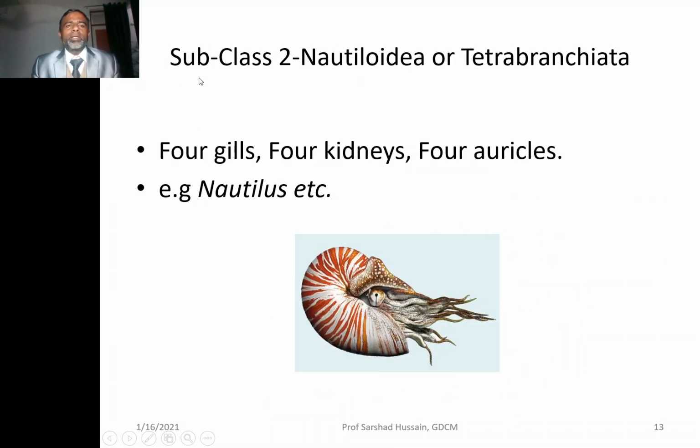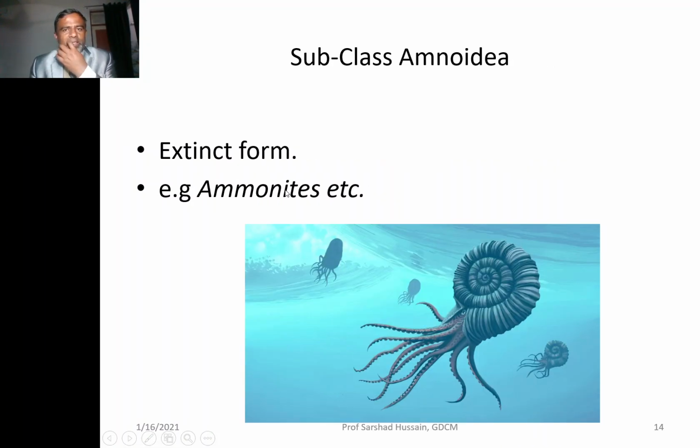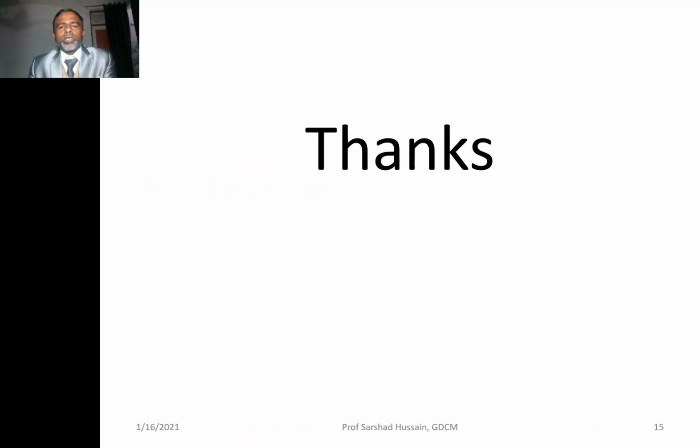Then you have subclass 2, Nautiloidea or Tetrabranchiata. It has four gills, so the name is Tetra, with four kidneys and four auricles. Example is Nautilus. And then the subclass Ammonoidea. Ammonoidea is the subclass whose animals are no longer living. They are extinct. They were present somewhere in the past, but now they have become extinct. Ammonites are the example.